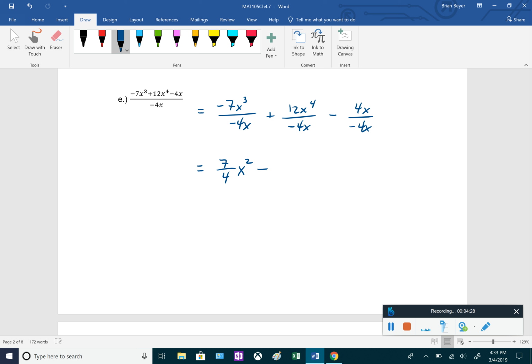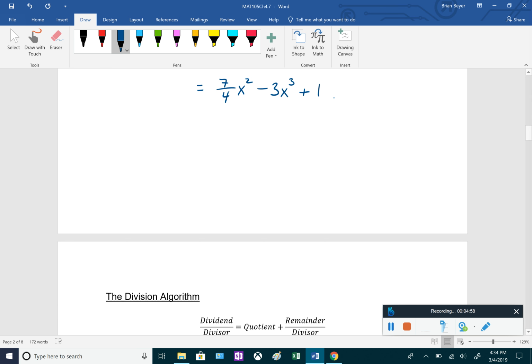Next is going to be negative because 12 divided by negative 4 is negative 3. So minus 3. X to the 4th over x is x cubed. And then lastly, for the last one here, we're dividing positive by a negative, but we were subtracting, so it ends up being a positive. So it's going to be 4x over 4x, which is 1. So 7/4 x squared minus 3x cubed plus 1.